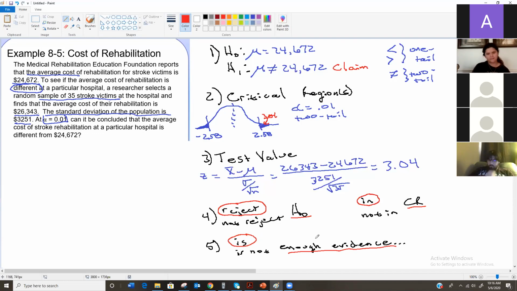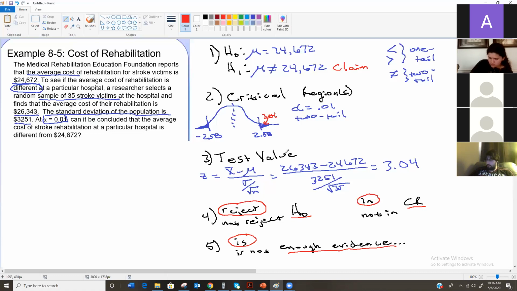Now, we can't say that there's enough evidence to support that it's higher. Remember, we were testing whether it was different. So we can't say at the end that it's higher. We have to say it's different. Even though we did find that it was higher, we can't say higher. We have to say different, because that's what we started with.